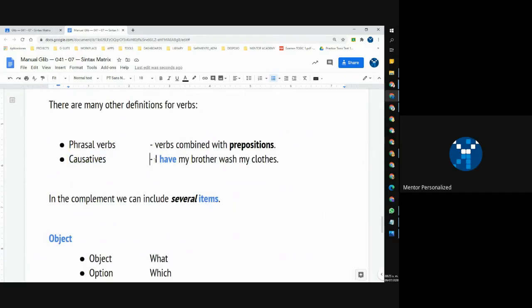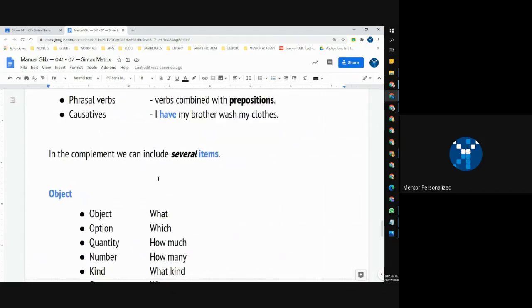This is advanced. You say something like, I have my brother wash my clothes. Like if you said, hago que mi hermano lave mi ropa, ¿no? O mi hermano me ayuda lavando mi ropa. Es algo muy especial, eso es avanzado. And in the complement, we can include several items. Several items are many items, okay?